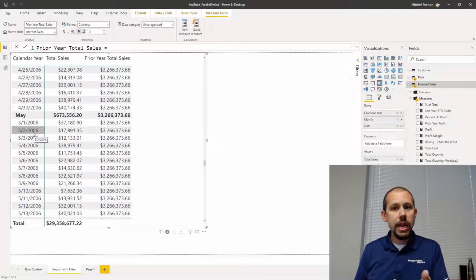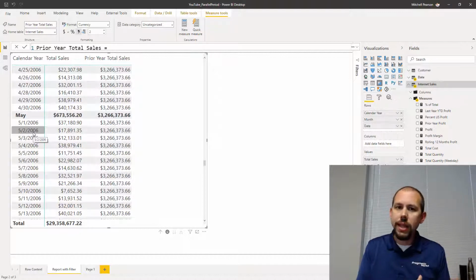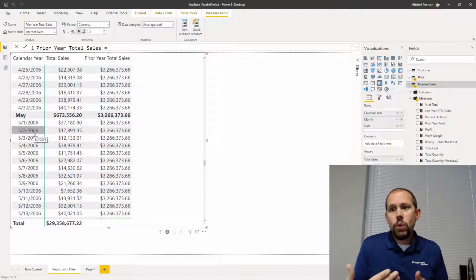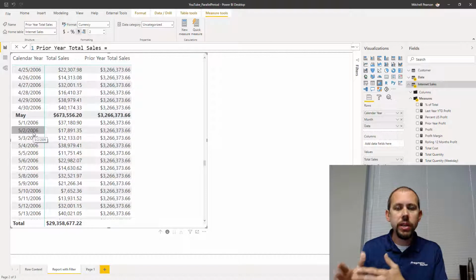Now, with same period last year, it was smart enough to identify the period you were at. So if you were at the day level, it would go back 1 year, yes, but then it would bring back the value from that day 1 year ago. If you were at the month level, it would go back 1 month and it would get the value for that month. And so same period last year is significantly more, how do I say it, dynamic, right? Automated than parallel period or previous year.